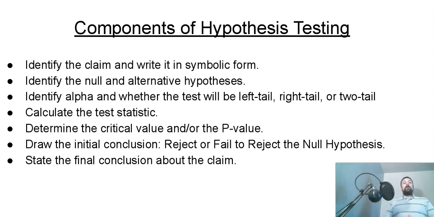Then determine the critical value and/or the p-value. Now many of these problems will ask you to do both. You'll be calculating the critical value and the p-value, but in reality you only need one of these to move on to the next step. Now the critical value is going to be based on alpha. The p-value is based on the test statistic. So you can't find the p-value until you have the test statistic. All right, those numbers are comparables.